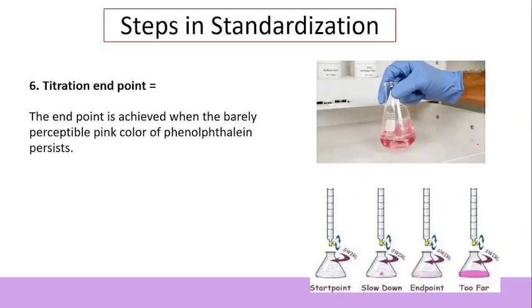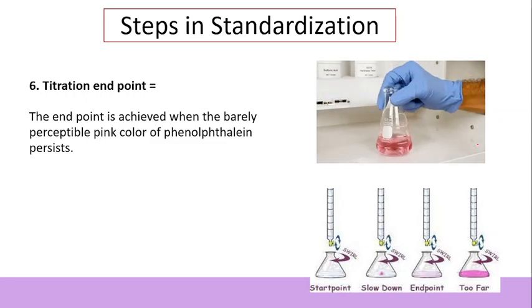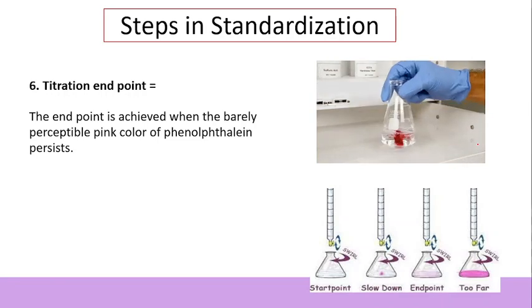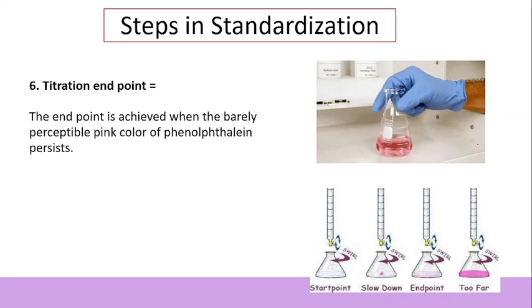Next, the titration endpoint is achieved when the barely perceptible pink color of phenolphthalein persists. Okay, in this case, pag phenolphthalein, mag-change siya into a light pink. Kung methyl orange, mag-change siya into a salmon pink naman. Okay?